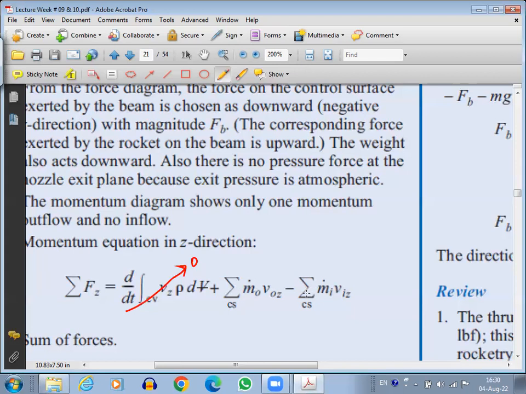Let's talk about any flow inlet. So there is exhaust coming out, but there is nothing going in. So the inlet term will also be 0.